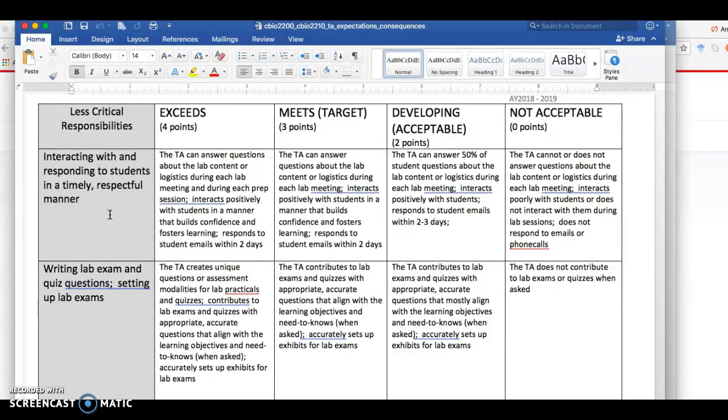So this means answering their questions if they have questions, responding to emails in a timely manner within a day or two. Essentially, as a TA, we expect you to act like you're glad to be there and that you understand that you're working for the students.